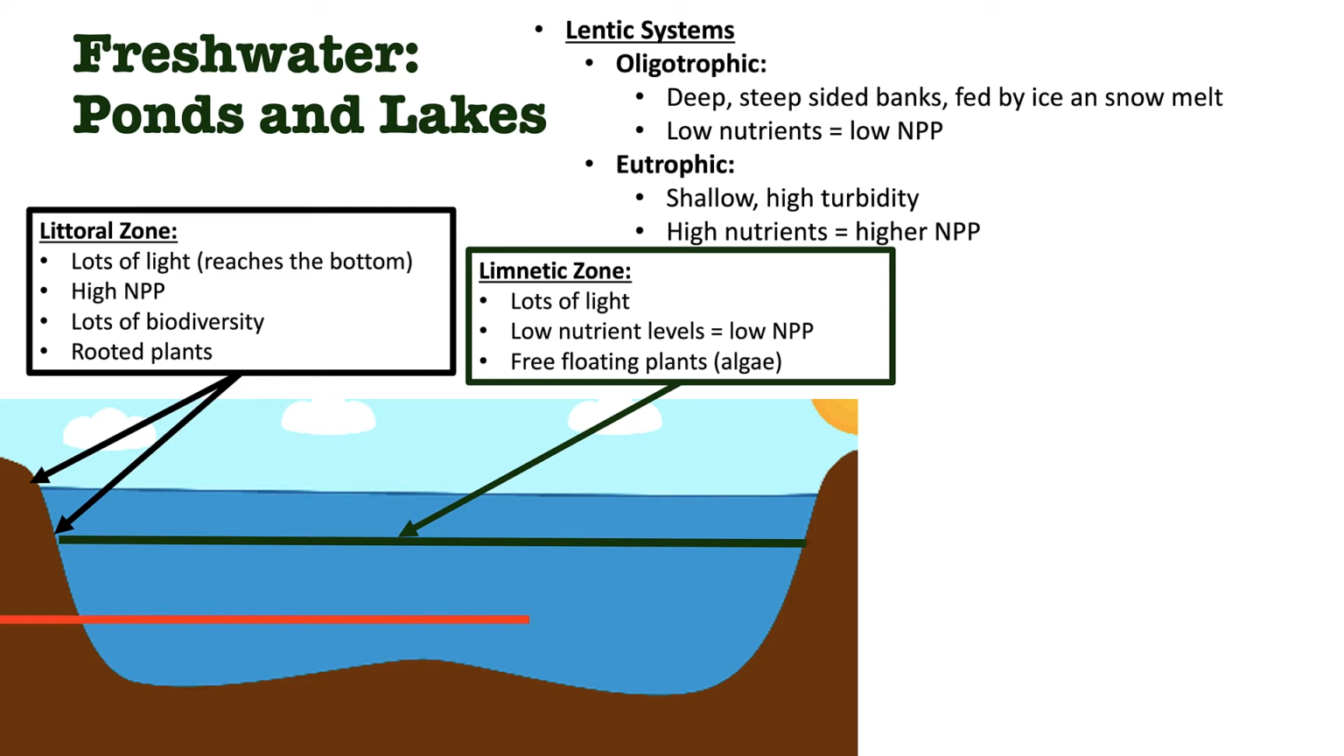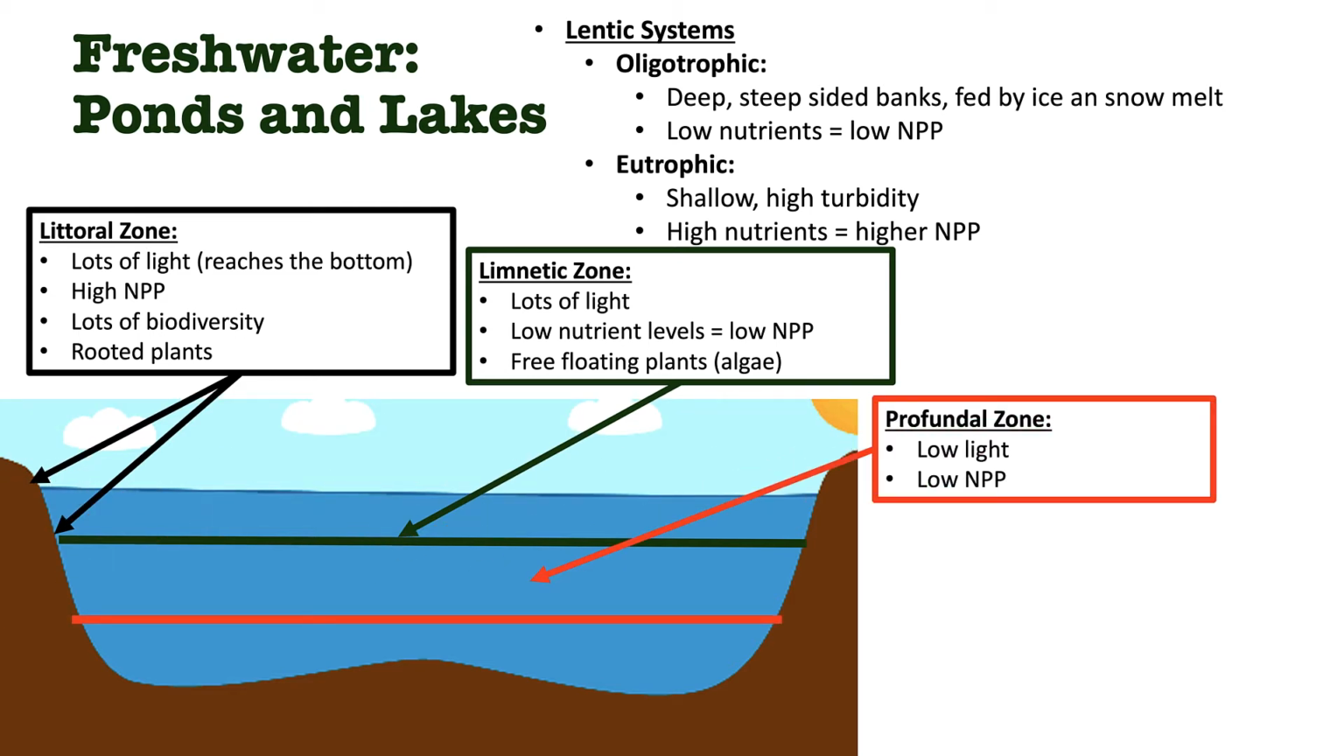Now, if we go a little further down, now we enter something called the profundal zone. We have a lower light content. Light isn't penetrating this far down, which means we have low net primary productivity. Light doesn't penetrate very far in water. At a certain point, the water will reflect all the light and refract all the light, so there'll be nothing left, and it becomes completely dark.